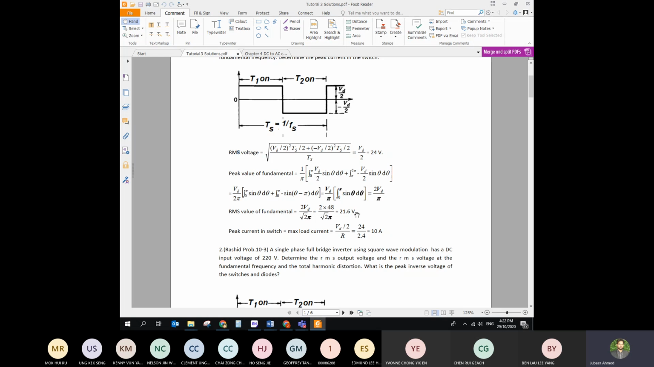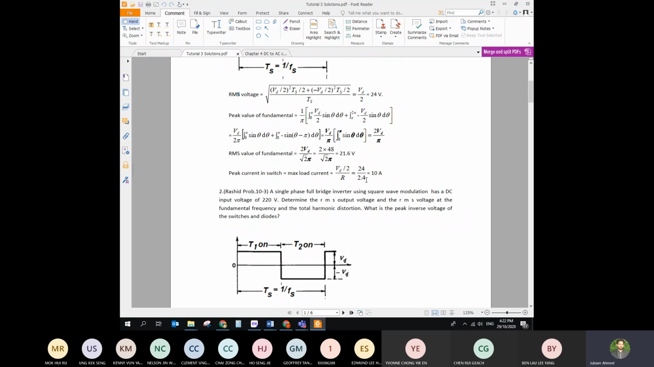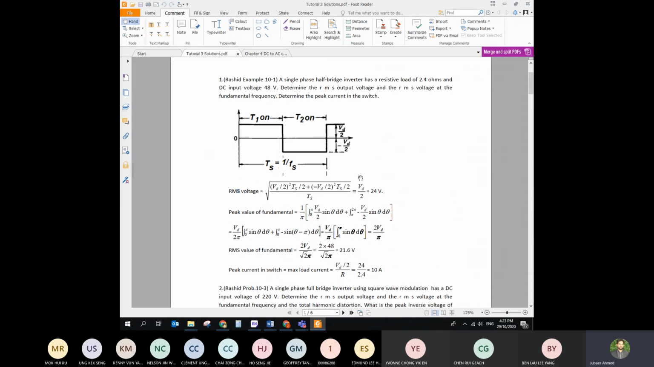2.4 is the resistor given. So there is no inductor, so it's a purely resistive load. The current going through the load for each cycle is 10 ampere, and the current through the switch is also going to be 10 ampere. So that's how this whole inverter system operates for this particular case.